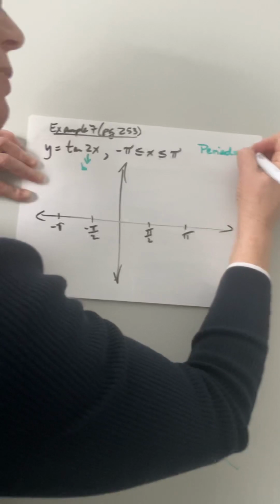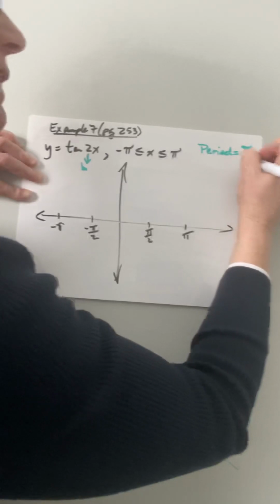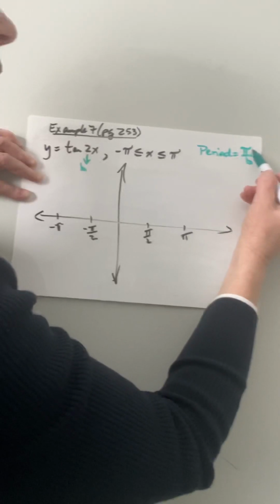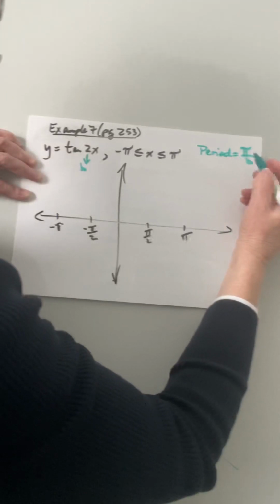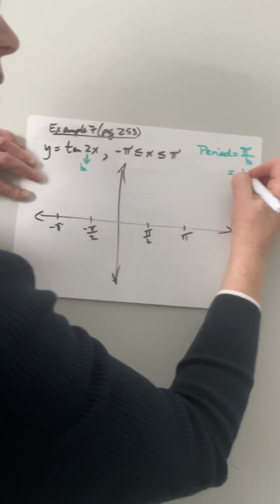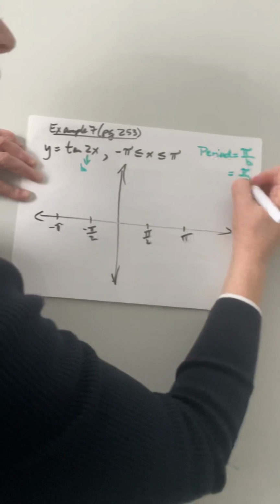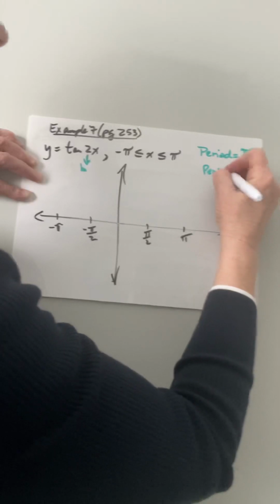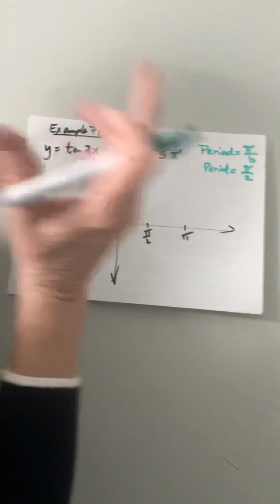So period equals pi over b for a tangent function, because with no transformations, the period of a tangent function is pi. All right, so now we have pi over b, where b is 2. So the period is actually pi over 2 instead of pi.